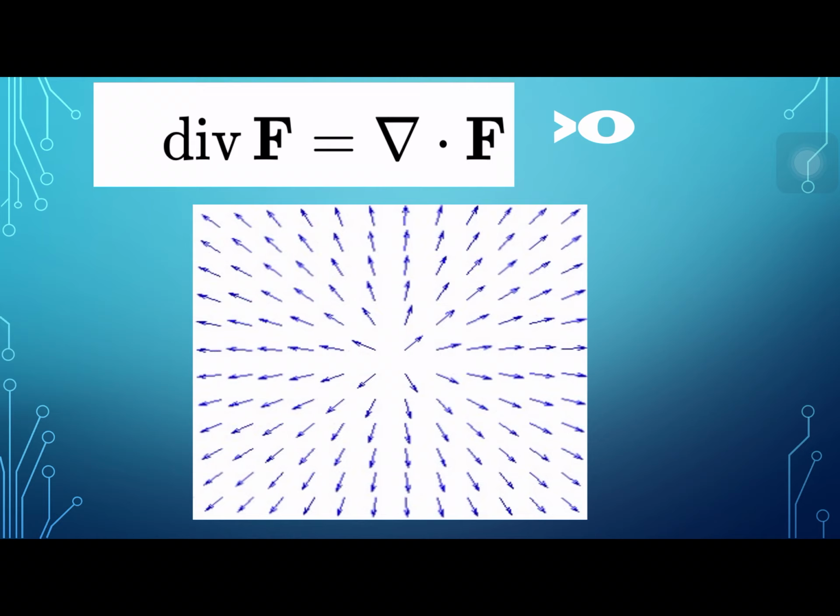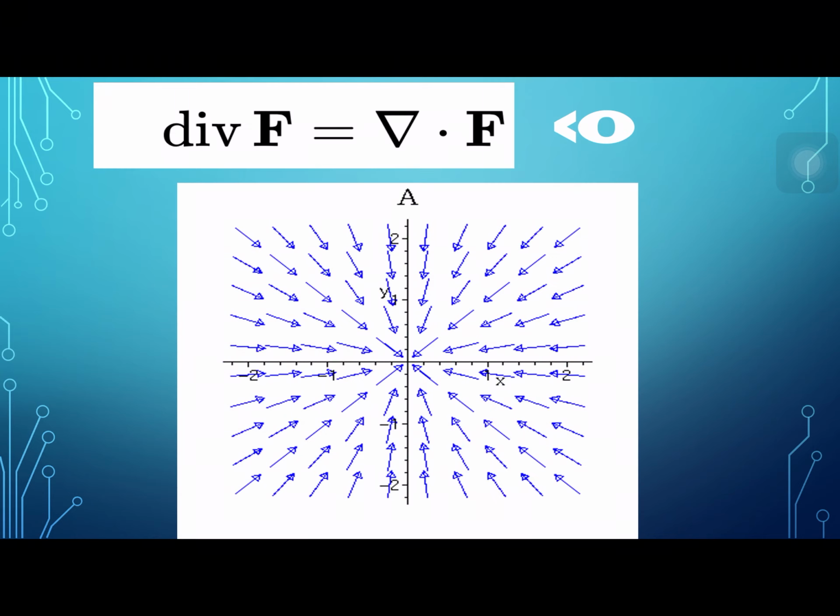Let us see how the vector field varies based on the value of del bar dot f bar. If the divergence of f bar is a positive quantity, that is, del bar dot f bar is greater than 0, then the divergence is outwards, as shown in this figure.